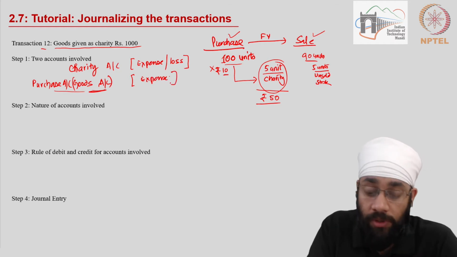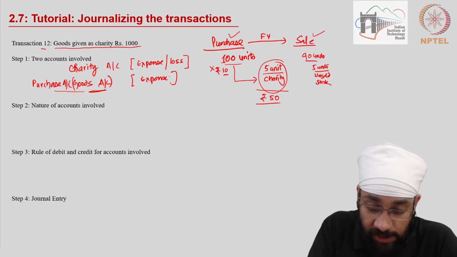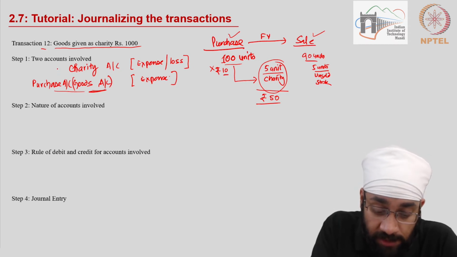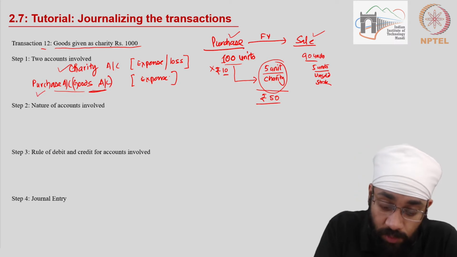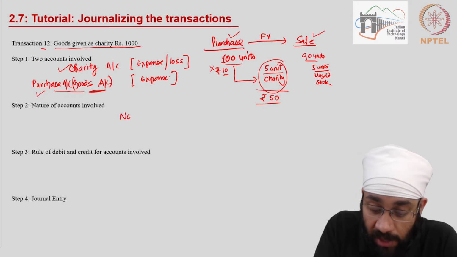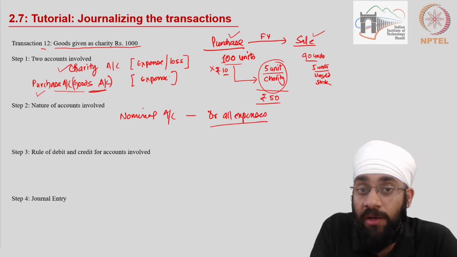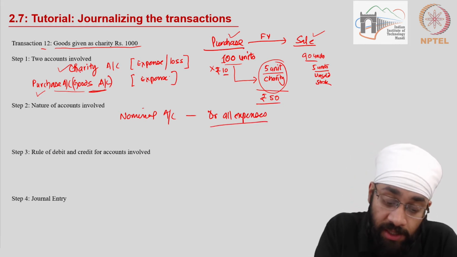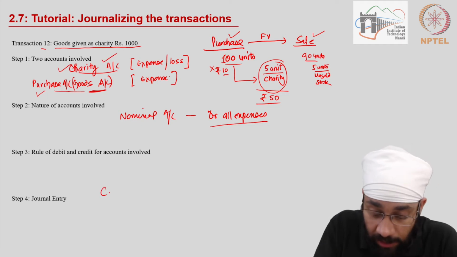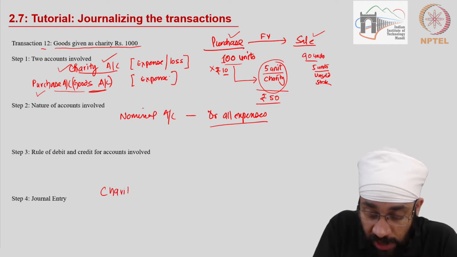I can also use this logic to explain to you. Let's move forward with this. Since charity is an expense and purchase is also an expense, both the accounts are nominal accounts. And in nominal accounts, you debit all expenses. The new expense that you are creating through this transaction, the name of that expense is charity. So I am going to write charity account debit.